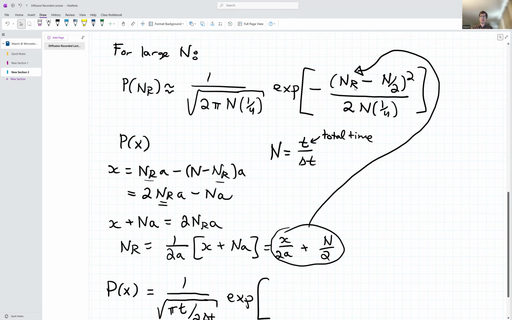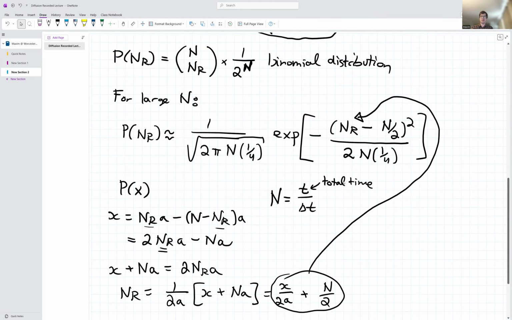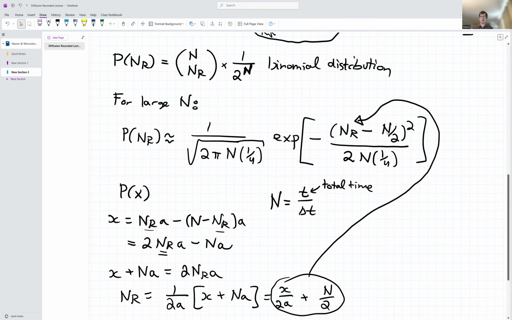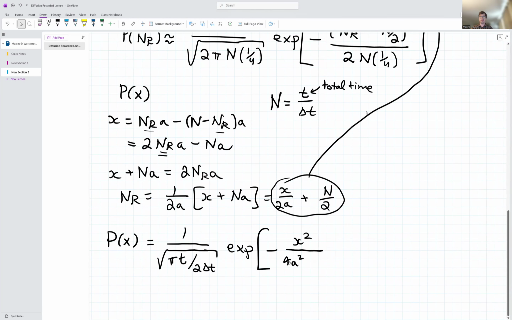This is kind of nice because the n over 2 cancels this other n over 2, so we have a minus, and we're left with just x squared on top, and on the bottom there's a 4a squared from this denominator. The n over 2 cancels. And then we're left with 2n times a quarter, or n over 2. And n is just t over delta t, so this is all times t over 2 delta t. All right, that's just n over 2.